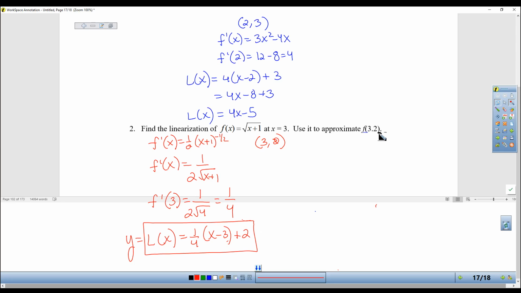If I want to approximate 3.2, if you plug 3.2 in the original, f of 3.2 is the square root of 3.2 plus 1, which is the square root of 4.2, which I simply don't know. So remember, this technique was developed by people who didn't have calculators, and this was not something they could just plug in. But they said to themselves, this line right there and this curve are really close together.